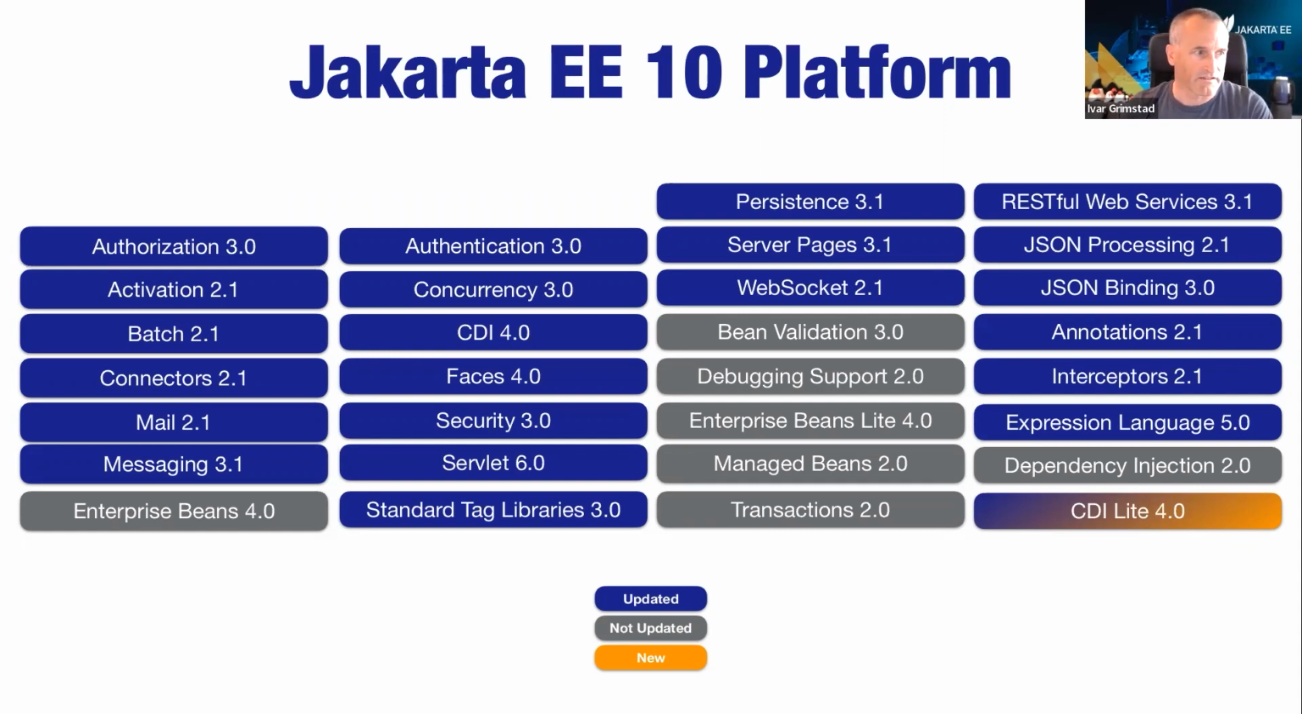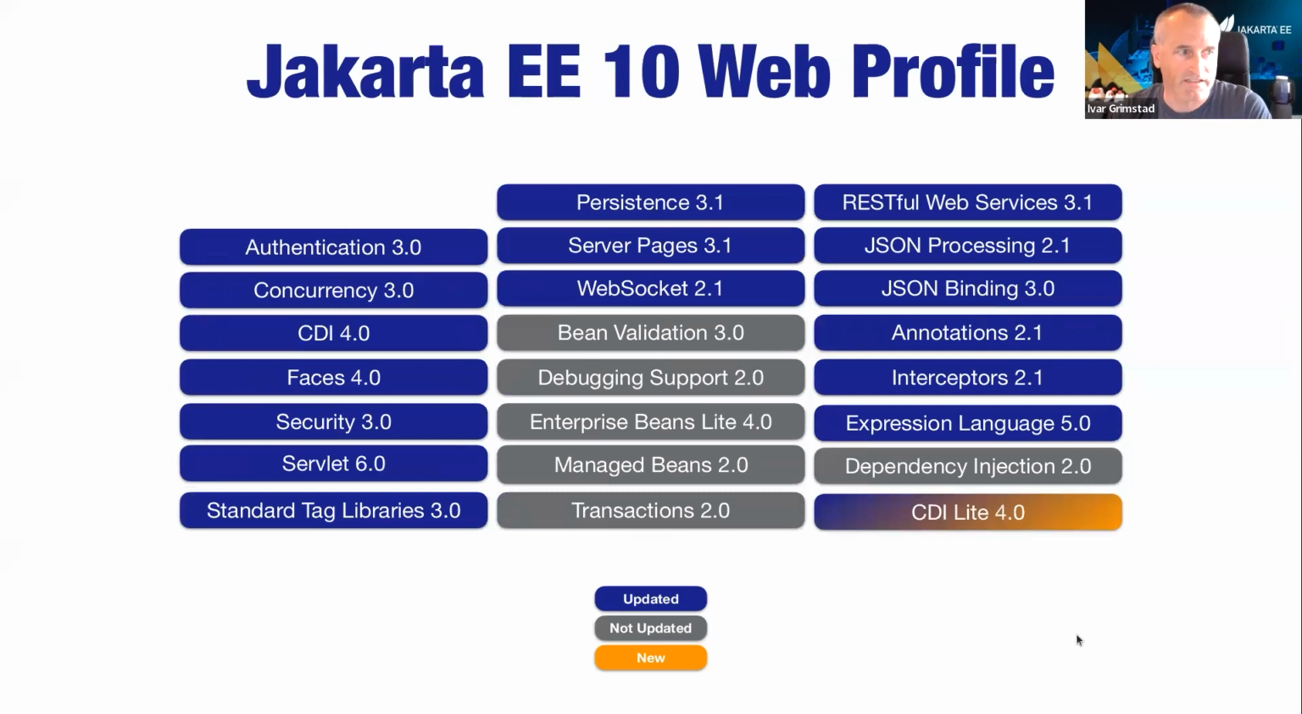And if we strip away a couple of these specifications, then you see what's part of the web profile in 10. And this is a true subset of the platform, so there are no additions here outside of the platform. But there are some changes since the previous version, and that is concurrency here. It used to be part of the platform, and I think Steve here was instrumental in advocating for moving it into the web profile. So we'll probably talk about that later as well. Okay.